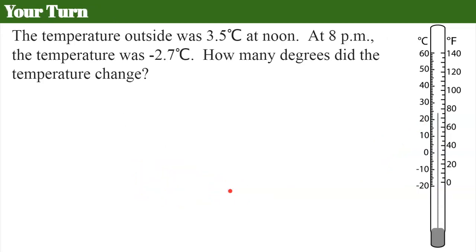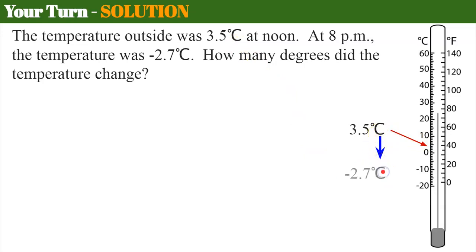Your turn. I would like you to try this one and find the temperature change. Please pause and come back when you're ready to check. Welcome back. Let's see how you did. So the temperature outside was 3.5 degrees Celsius at noon. So we're going to put 3.5 degrees Celsius and know that it went down. At 8 p.m. it was negative 2.7 degrees Celsius, and now we need to find our change. So we're going to start with negative 2.7 degrees and subtract where we were in the morning and rewrite.